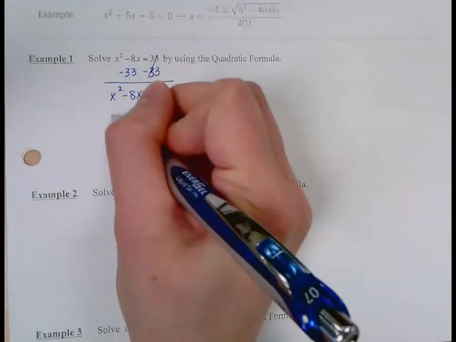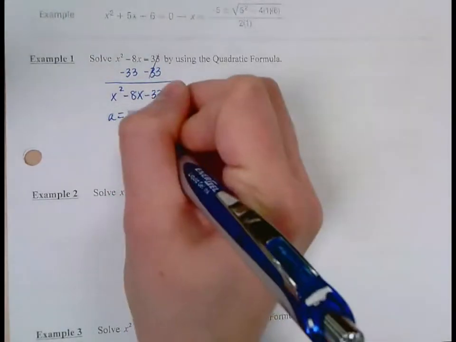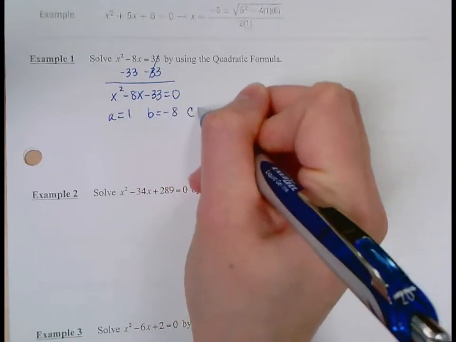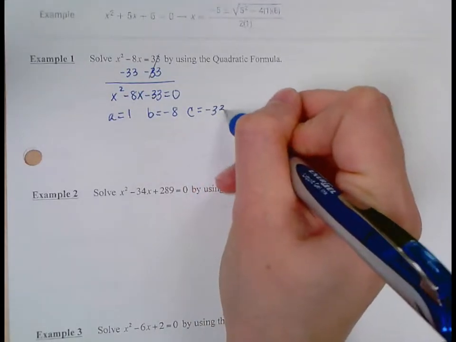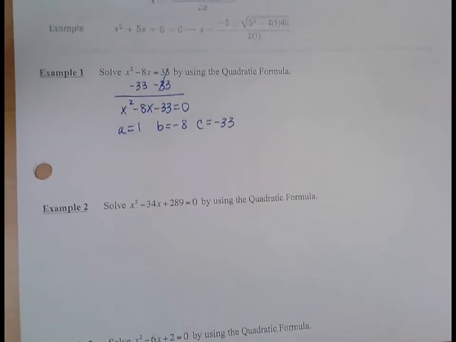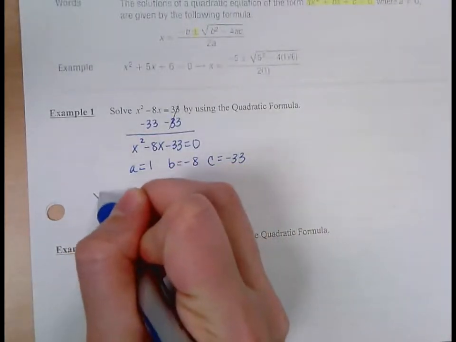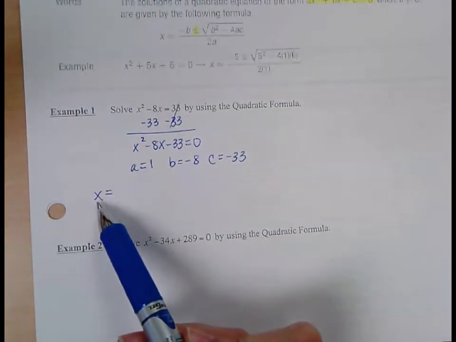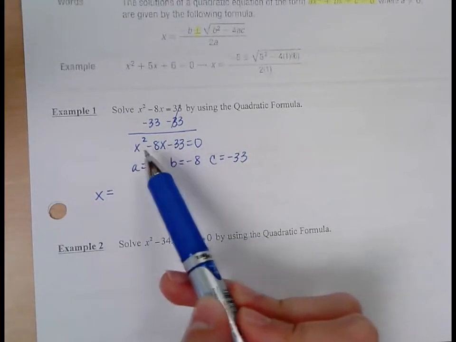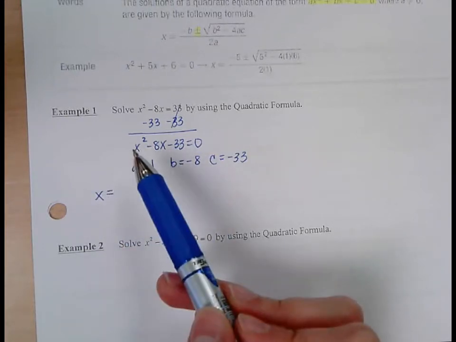So in this equation, what is the a value? A is 1, b is negative 8, and c is negative 33. Okay? And then we just substitute these into our quadratic formula, which again is up here. So it's x equals, and this is just showing you're solving this equation for x. So if your variable was something different, if it was y squared minus 8y minus 33, we'd have y equals here. So that's just what you're solving for.